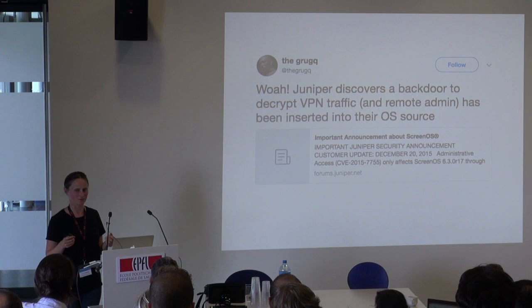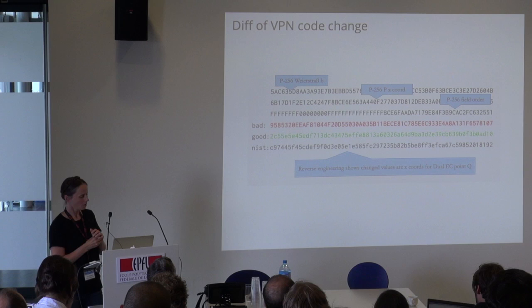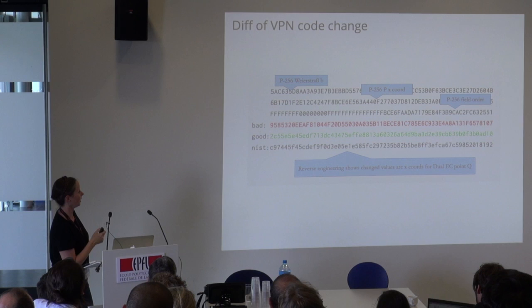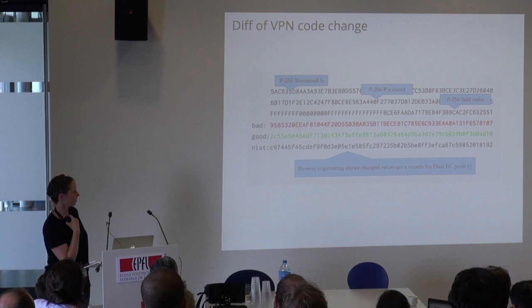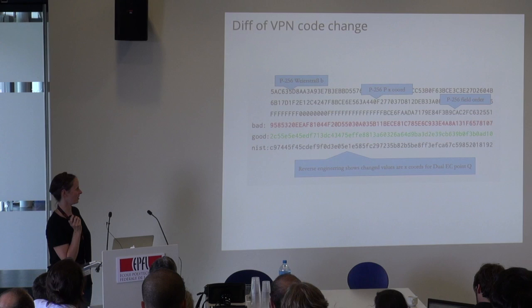After some diffing of patches, the main change that was noted was a change in a couple of elliptic curve points. These are curves on P256. And there was a change in one of the curve points. The context of these points is that they were x-coordinates for a dual EC point Q. Okay, so this is interesting. However, what's the point of this?